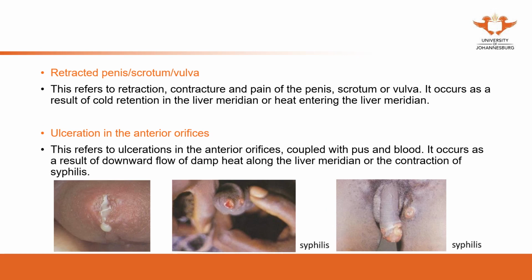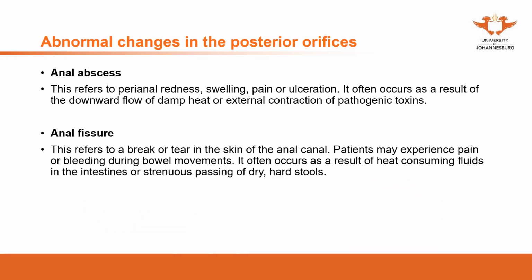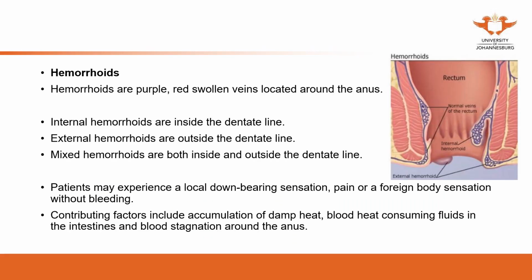The next one, like something in these images, for these problems, if a patient comes to you with these problems, we don't really treat them with acupuncture. So in acupuncture practice, we don't really see these kinds of patients. So you can just have a look and you will know this is abnormal, but we don't treat with acupuncture. Abnormal changes in the posterior orifice. In this session, we also don't use a lot of acupuncture. So you can go through it by yourself.